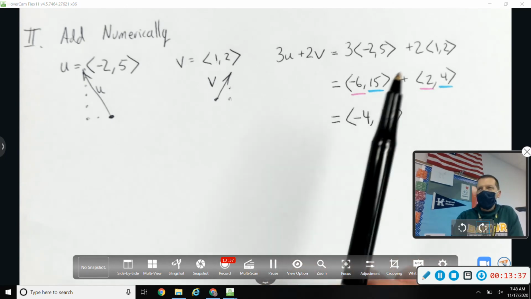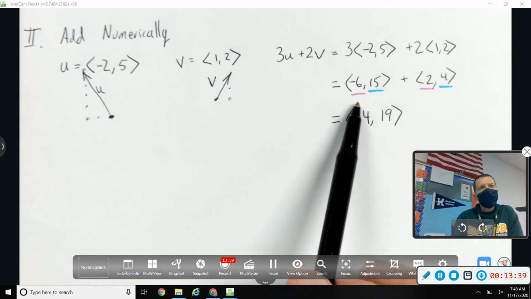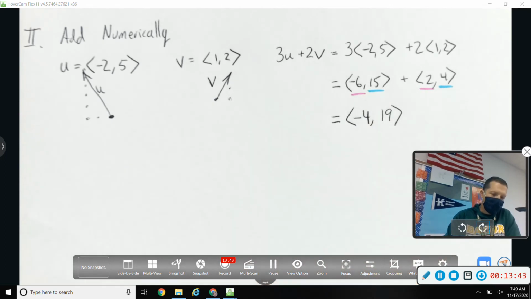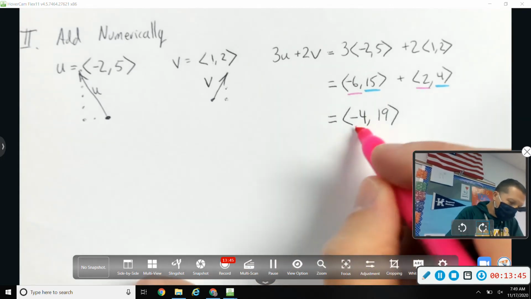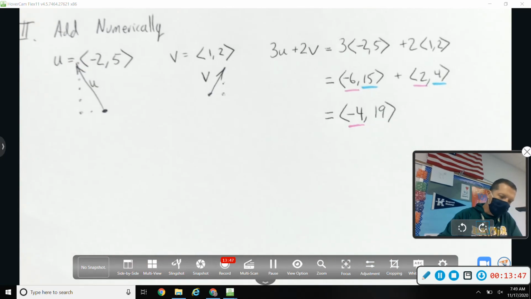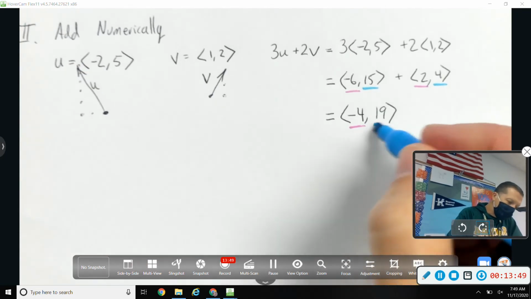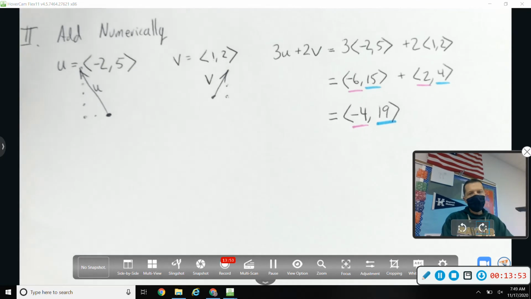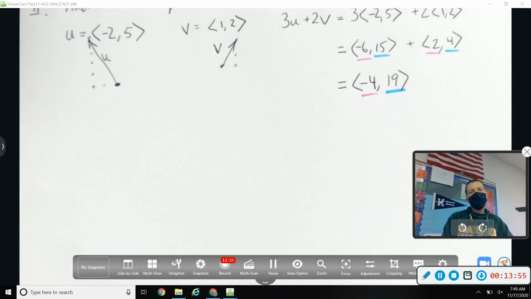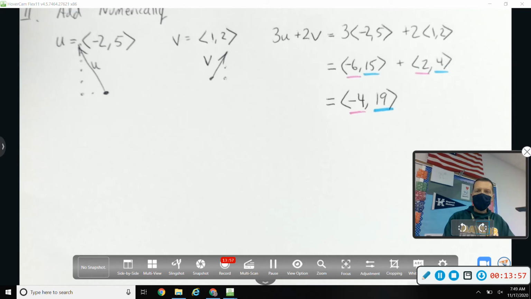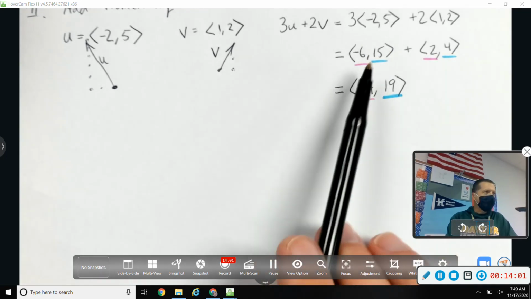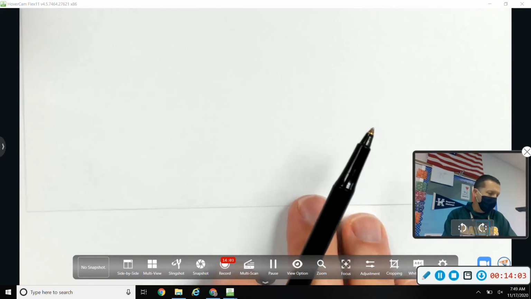So adding numerical is super easy. You just do what you think you should do. Distribute and add the corresponding pieces. Add the x's, add the y's. And again, you'll have a calculator. So you can't really put in vectors in the calculator, but you can use the calculator to add the numbers if you need them.